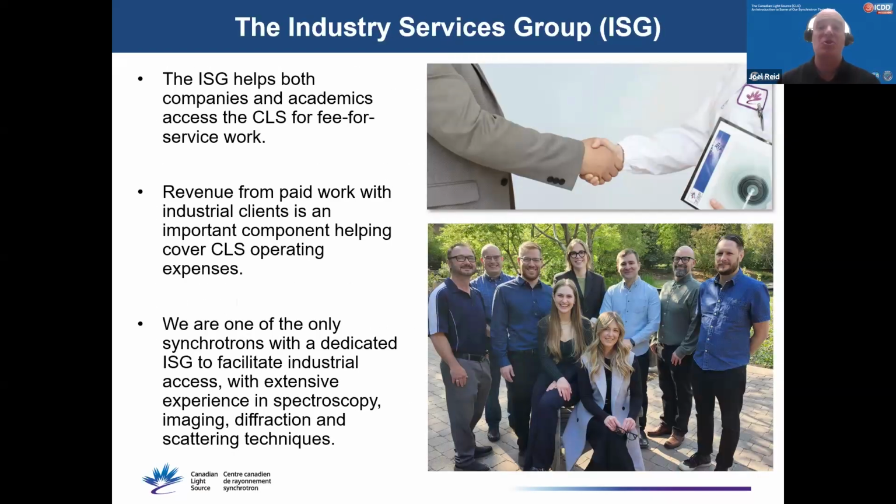Personally, I work in the Industry Services Group at the CLS. We predominantly work with companies, but we also help academics to access the CLS for fee-for-service work. And one of the privileges of our group is we get to work with numerous different beamlines and techniques and look at a wide range of different types of samples. We're very fortunate to get experience in many areas of research, and we're a very good resource if you're looking to discuss different ways of accessing the CLS.